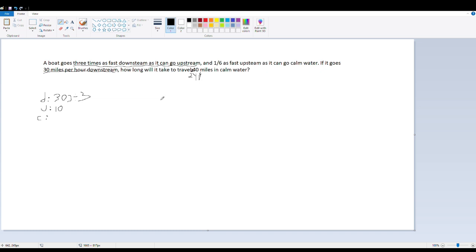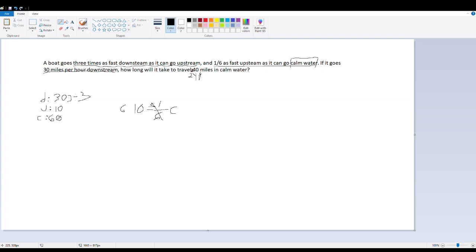Awesome. Oh, here's another one though. 1/6 as fast upstream as it can go in calm water. What does that mean? It's basically saying that 10 is just 1/6 of the speed that it can go in calm water. So let's put that in a formula. 10 equals 1/6, and let's use the value of C to represent the calm water. Now, let's multiply by its reciprocal, which is 6. That cancels out, and 6 times 10 is 60.